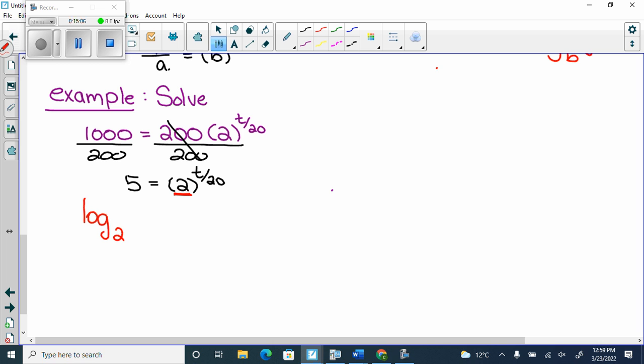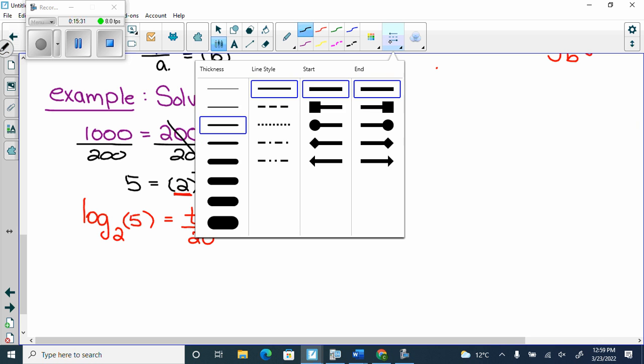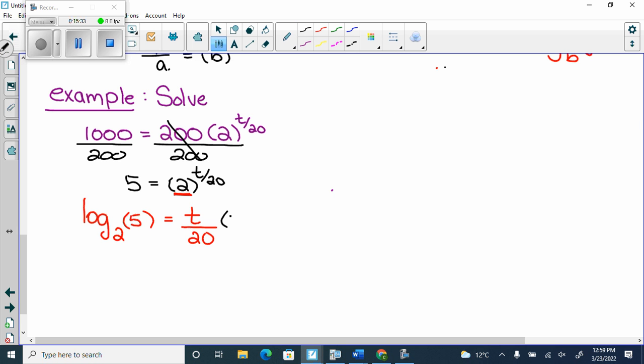But technically, the other way you can do it is, hey, what's friends to it currently isn't. So it's going to be a 5 beside the log. This is a subscript, this 2. And then it's going to equal t over 20. How would I get that t by itself? Multiply by 20. So we put the 20 in front.